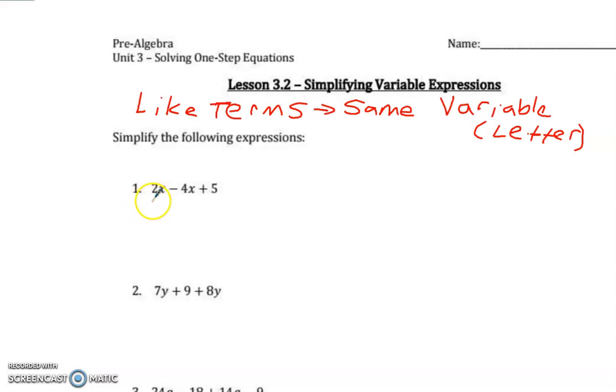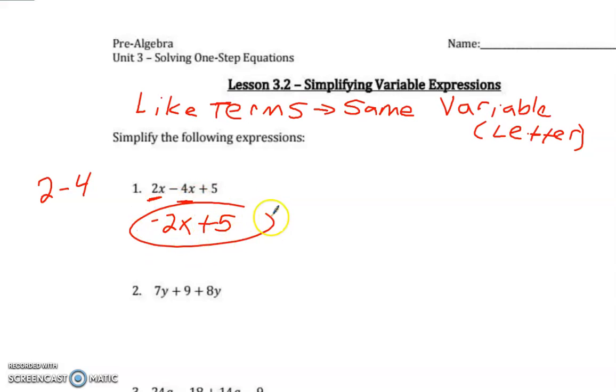So for the first one, 2x minus 4x, we can combine those because they both have x's, so it's going to turn into 2 minus 4, which is negative 2, and we keep that variable x plus 5.